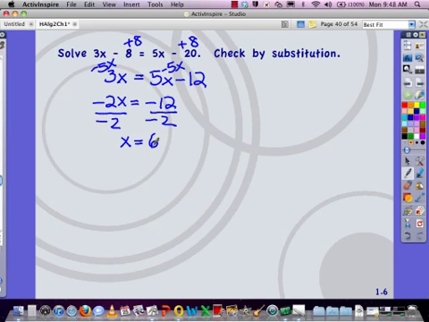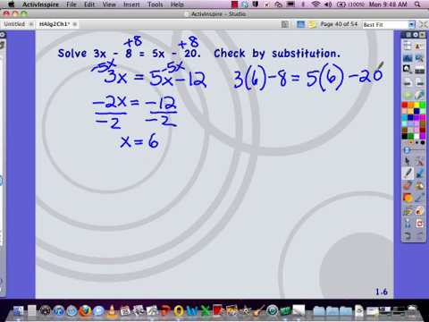So if we would check, we would take 6 and put it back into the original equation wherever there's a variable and make sure that the right-hand side equals the left-hand side. Otherwise, we know the value we came up with would not make the statement true.